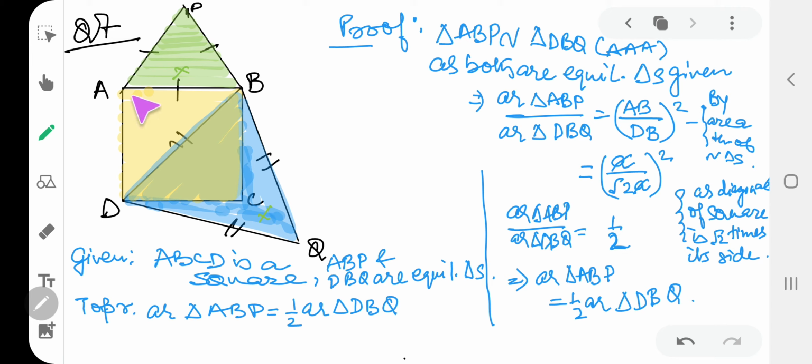Now we are given that ABCD is a square, and if it is a square, AB is its side and DB is its diagonal. And we know that if this side is A, then its diagonal is square root 2 A. So let us replace AB by A and DB by square root 2 A. This A and A will get cancelled, and when you take the square, it will be 1 by 2. Therefore, area of triangle ABP is equal to half the area of triangle DBQ.